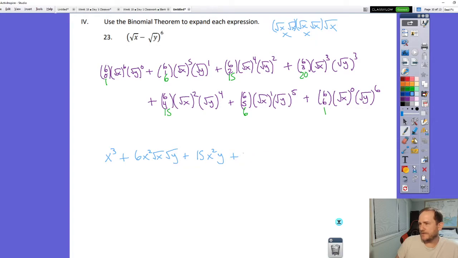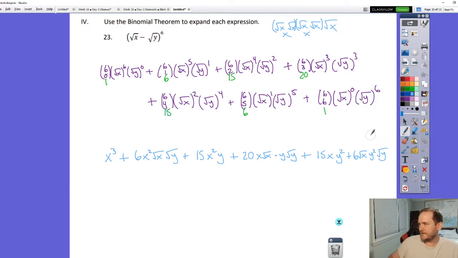The next one is all the way up to 20. And it's going to be what? 1 normal x and 1 root x. So x root x. And y, or root y cubed, would be a y and a root y. Alright, next we get a 15, a normal x, and a y squared. We get a 6, a root x, and a y squared root y.